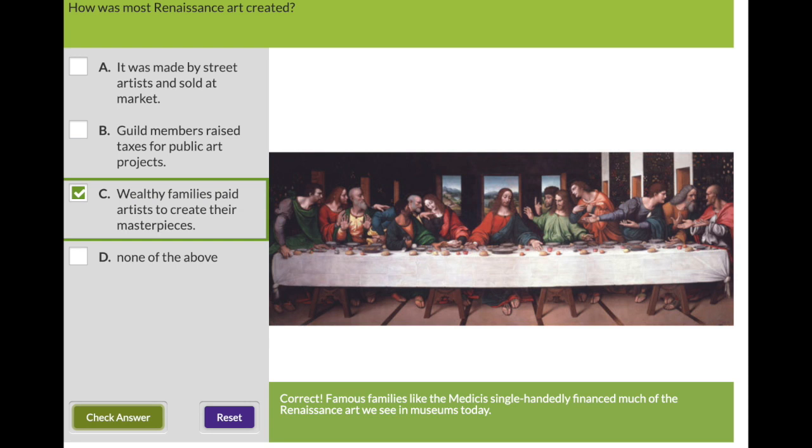And also even the church was paying for, to have like Michelangelo painting the Sistine Chapel. So they were encouraged in Florence and elsewhere to do this art by being paid to do so.